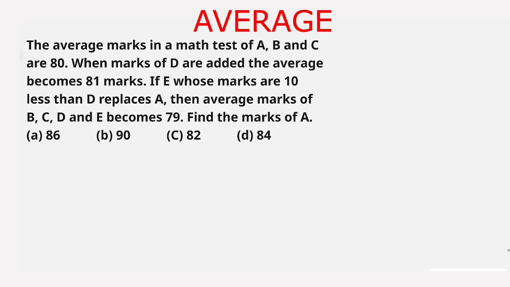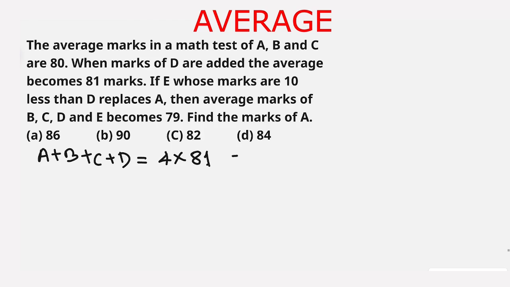The total marks of A, B, C and D is 4 times 81, as the average marks of A, B, C and D is 81 marks.